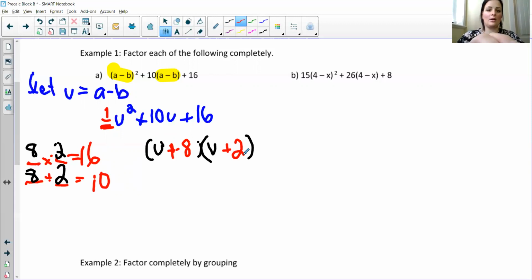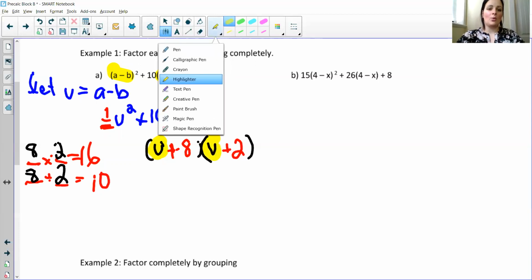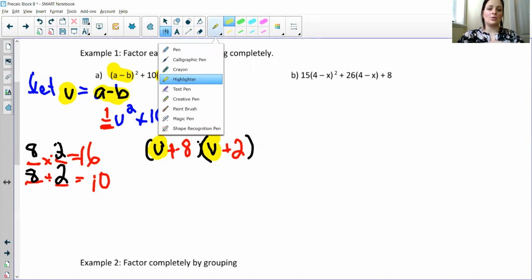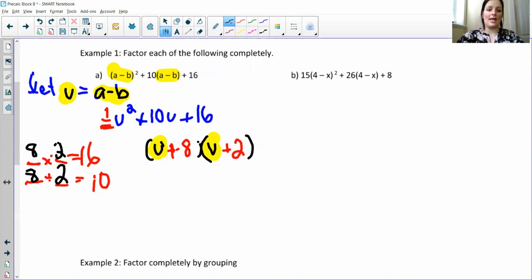Now, we're not done because we need to answer this in the format that was provided to us, which did not have any U's in it at all. So we're going to resubstitute them with what we said they were going to be equal to. So those U's are going to be substituted again for A minus B. I'm going to rewrite this as, instead of writing U, I'm going to write A minus B, and then it's going to be plus 8. And for that second bracket, it's also going to be A minus B instead of writing U, and it's going to be plus 2.